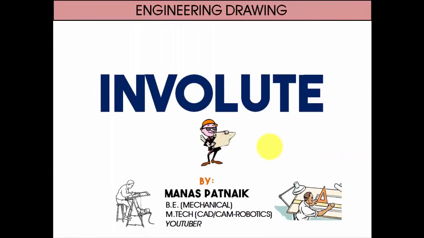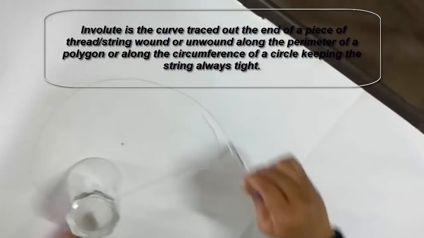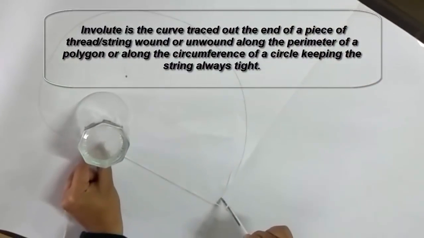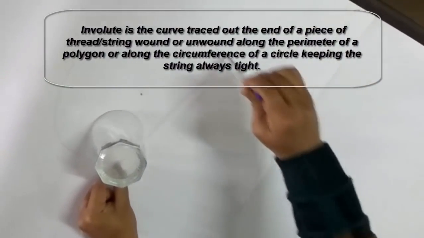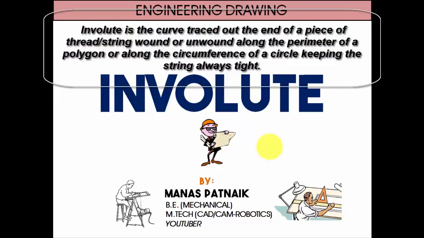And guys, today we'll be discussing involutes. What exactly is an involute? Well, it is the curve traced out by the end of a piece of thread wound or unwound along the perimeter of a polygon or along the circumference of a circle, keeping the string always tight.